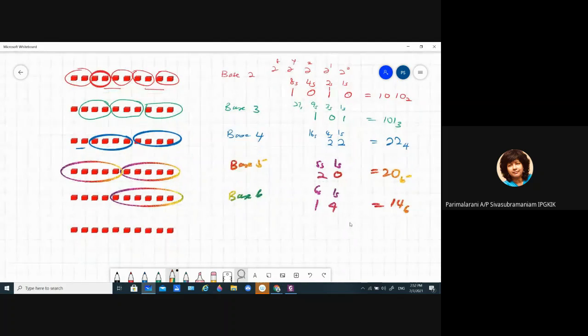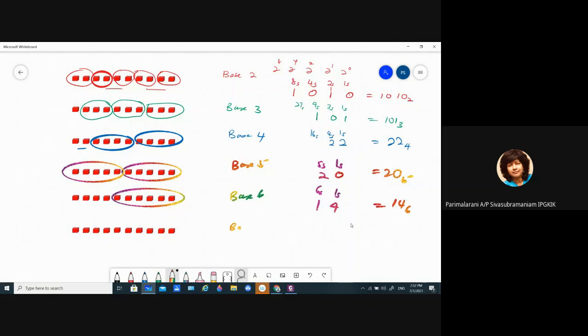Okay, and one more last example. Let's say we're doing base 7. So we have one group of 7 and we have remainder 3. So this is 13 base 7. Okay, this is how we can count concrete objects in base numbers. Any questions? No. Okay.